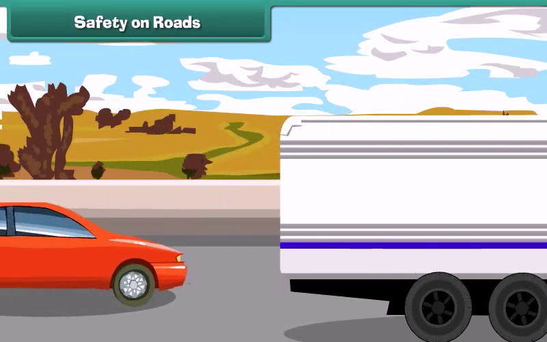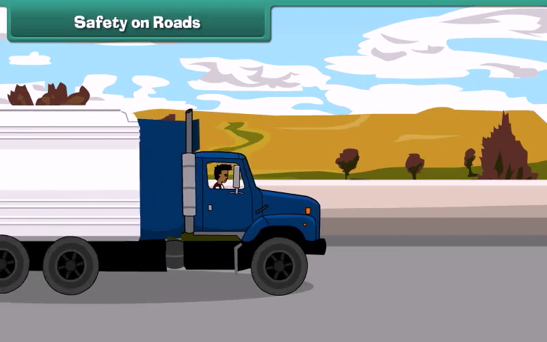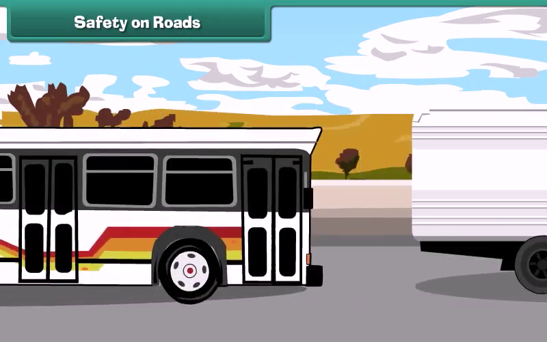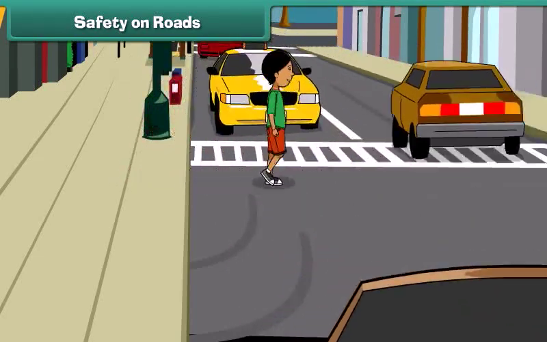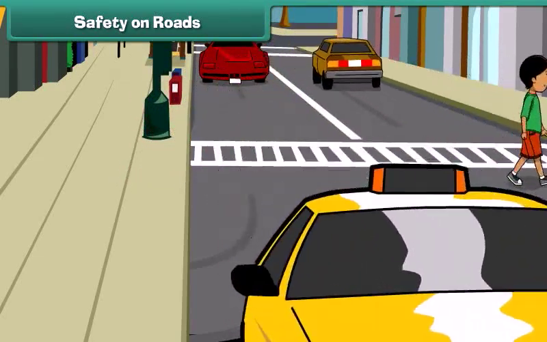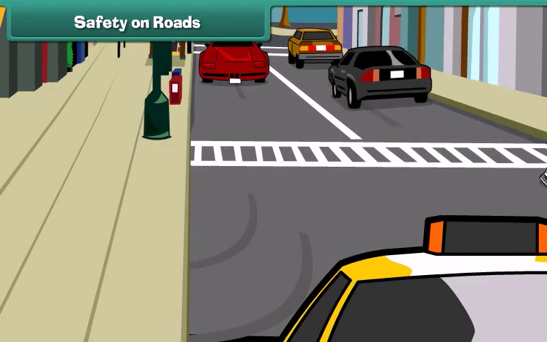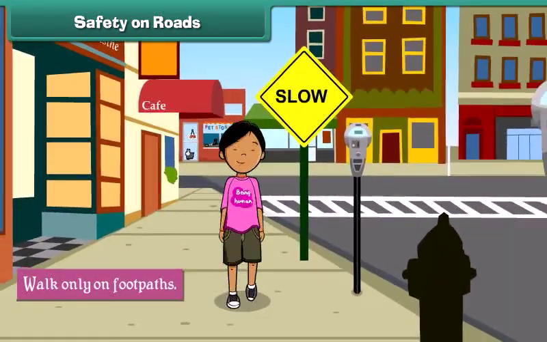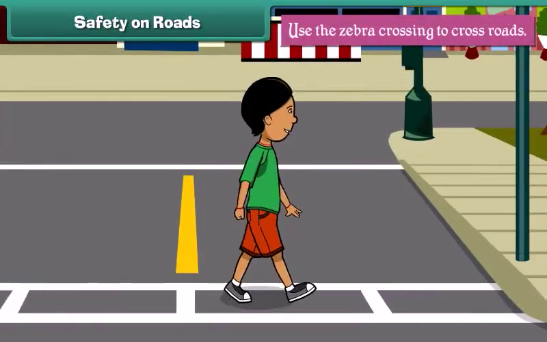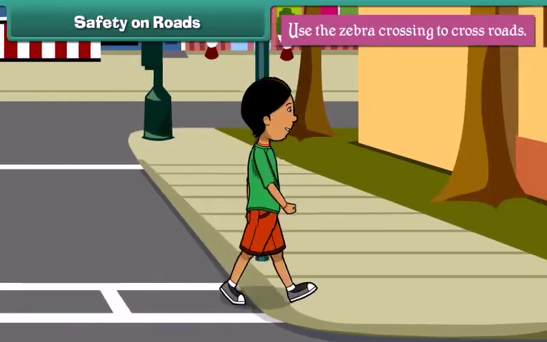Safety on roads. Road transport promotes trade by removing the barrier of distance. However, roads can be dangerous for pedestrians if traffic rules are not obeyed. To be safe on roads, walk only on the footpaths. Use the zebra crossing to cross roads.